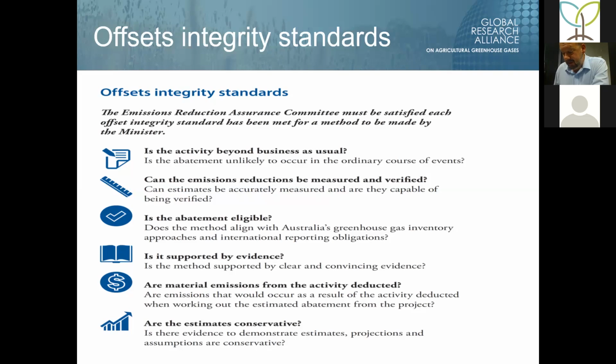It needs to be supported by evidence, and that means that we need to ensure the activity is actually creating the abatement. We need to make sure the material emissions are excluded from any abatement. That means any extra fuel used or emissions created, for example, by improving pastures through increased stocking rates, is deducted. We also need to make sure that estimates are conservative. It's the government's position to always be on the conservative side and not to overestimate.